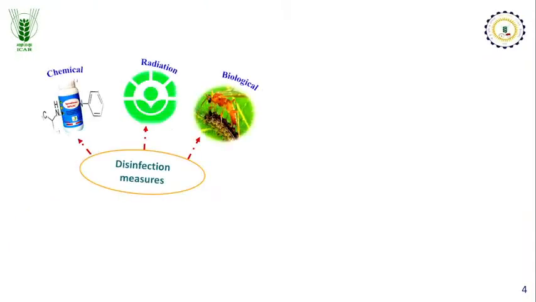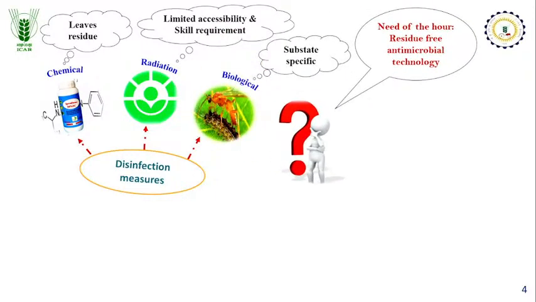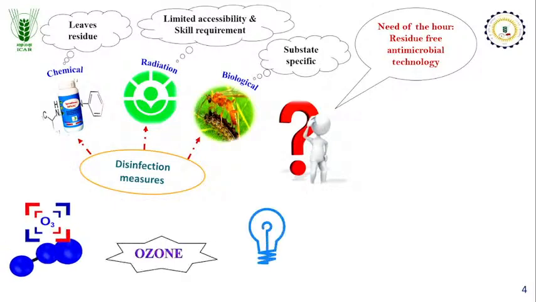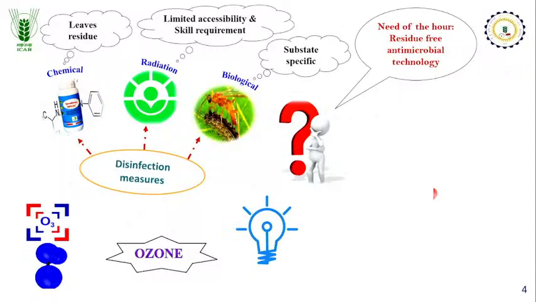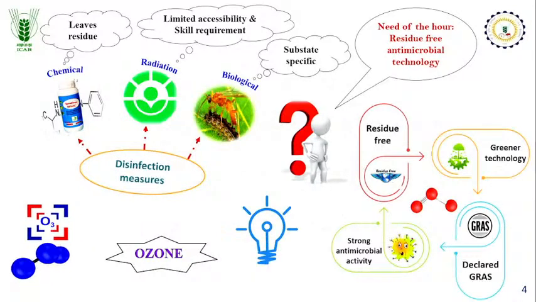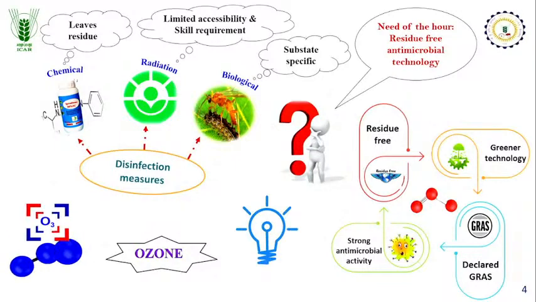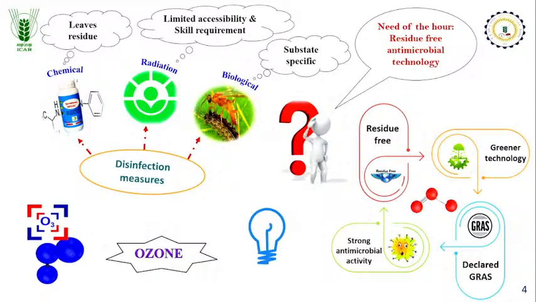So some decision measures are there, but now consumers' perceptions are changing toward residue-free technology, and here the role of ozone is important because this is a residue-free technology. It has strong microbial activity and is declared as GRAS, but it's reactive in nature. If you apply it in bulk storage, it is difficult to distribute.